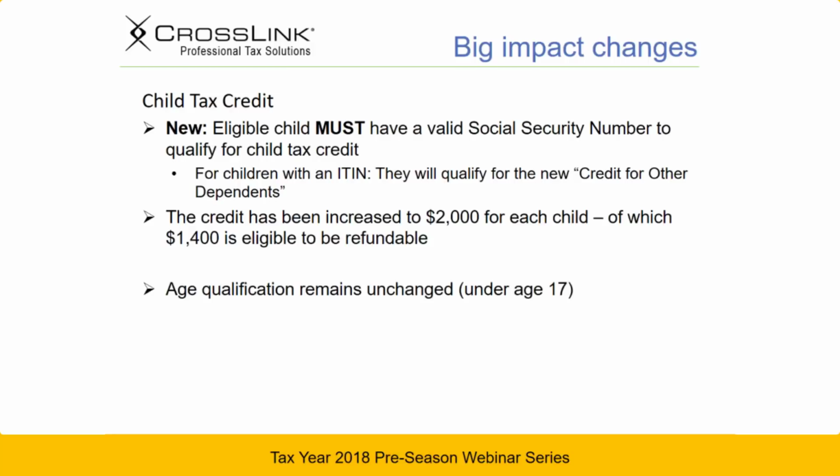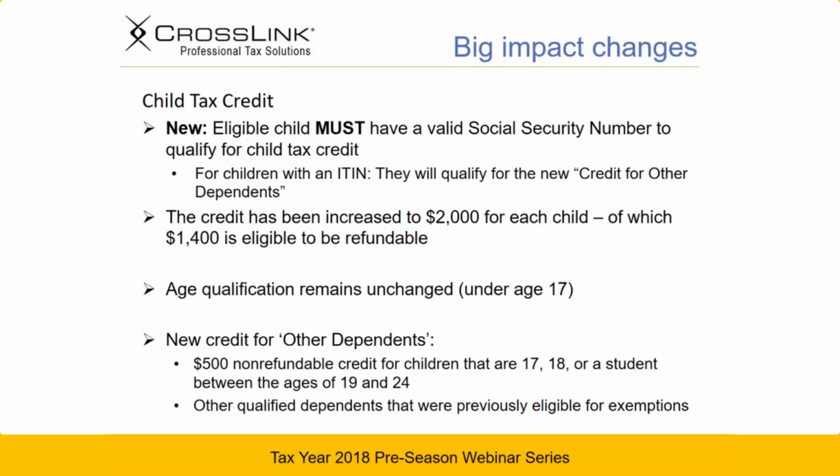Now, the age qualification remains unchanged. It's under the age of 17. And when it comes to that new credit we were talking about for other dependents, please note a couple of things. First of all, it's a $500 non-refundable credit for children that are 17, 18, or a student between the ages of 19 and 24, and the other qualified dependents that were previously eligible for exemptions can be found here as well.